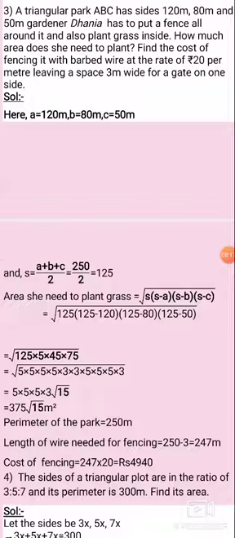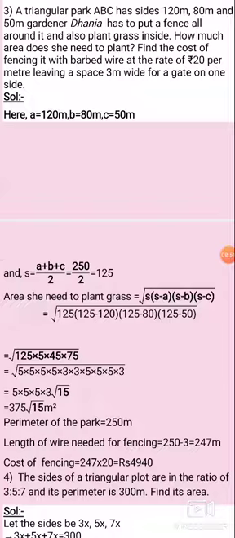Now listen carefully. After that, find the cost of fencing it with barbed wire at the rate of rupees 20 per meter, leaving a space 3 meter wide for the gate on one side. So first we need to find the perimeter of the park. What is the perimeter of the park? 250 meter. Now the length of the wire needed for fencing is what? A 3 meter wide gate is there, so we need to subtract that. 250 minus 3 is equal to 247.